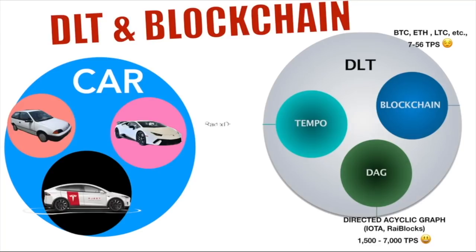So that is blockchain. Now, DAG, or directed acyclic graph, is another type of cryptocurrency like IOTA and RaiBlocks, and they have been reported, or they state, that they can go between 1,500 and 7,000 transactions per second. That is debatable because I don't believe it's actually been proven so far, but it's what they say.